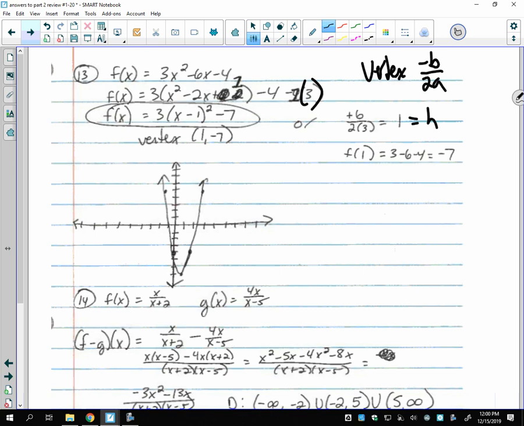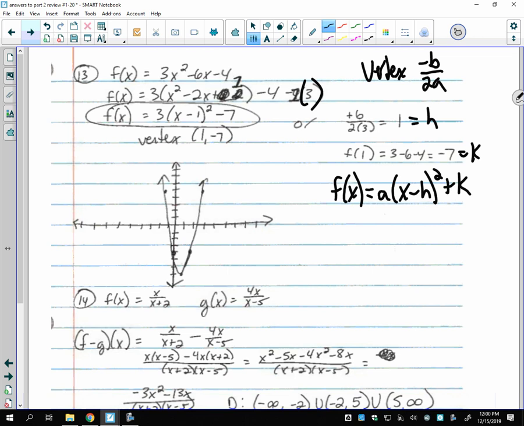I plug it back in. So I did f of 1. I plugged it in. I got negative 7. And that would be your k. So remember that vertex form is a times x minus h squared plus k. And we like vertex form because when it's in vertex form, I can see that vertex right there of 1, negative 7. But you can totally find the vertex by not completing the square.